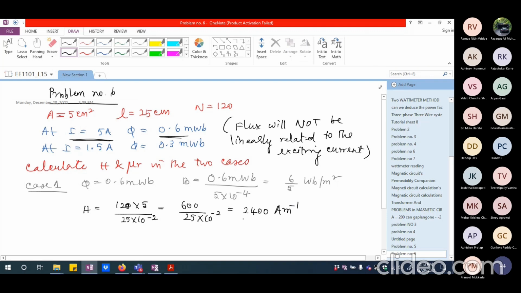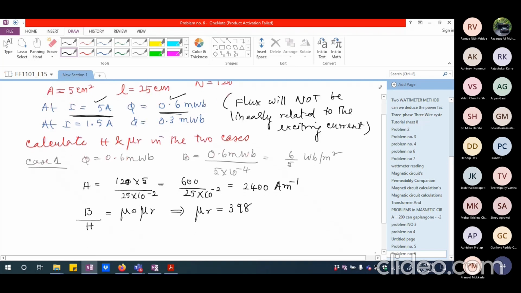This is what you are getting as the magnetic field intensity at this particular value of current and at this particular value of flux. Now, after all, B divided by H equal to mu naught multiplied by mu r, from which mu r can be inferred. Okay. So mu r, what we get here, actually I was getting 398. Verify it whether this is 398. Let us look at case 2.